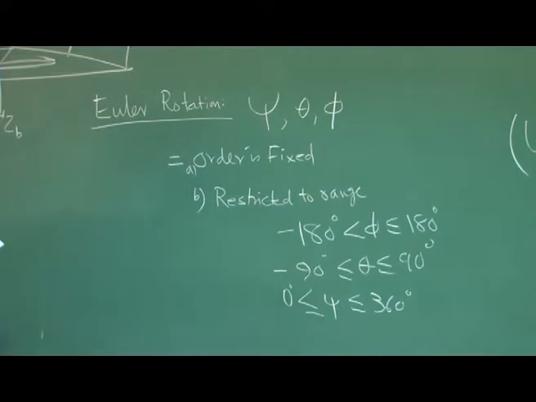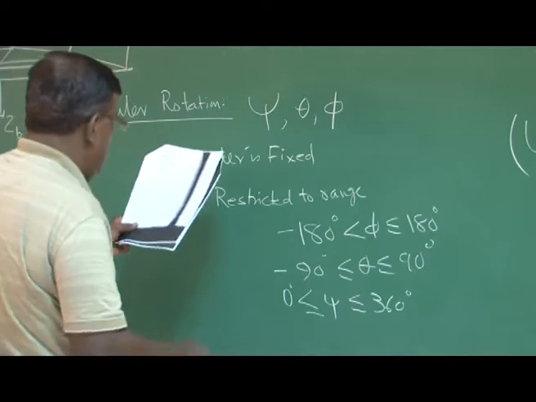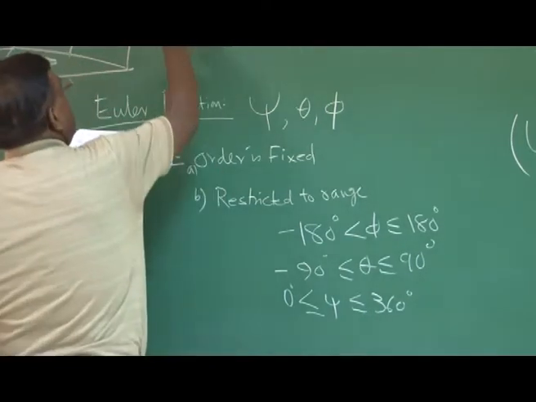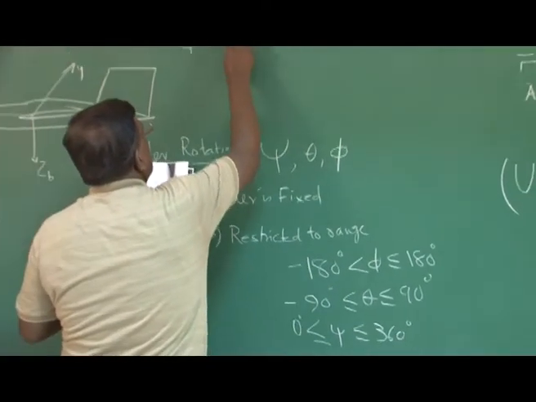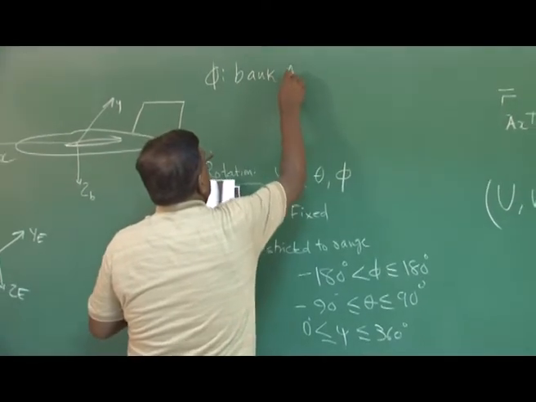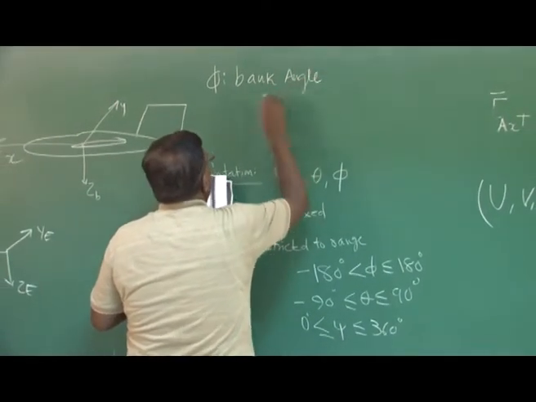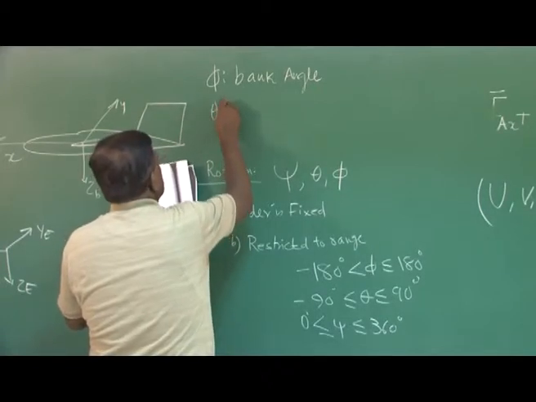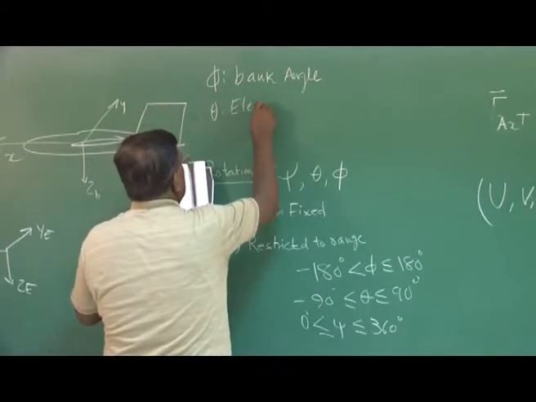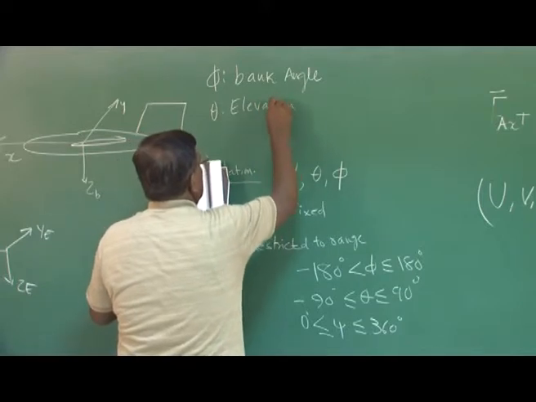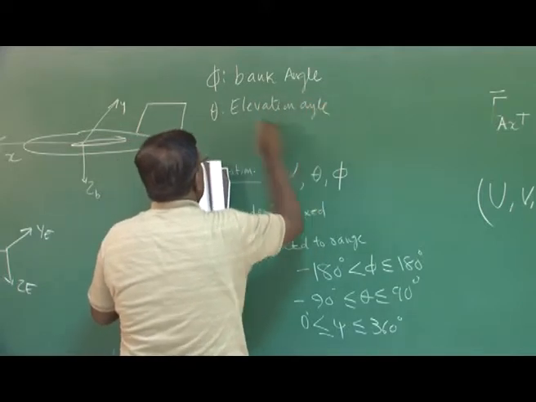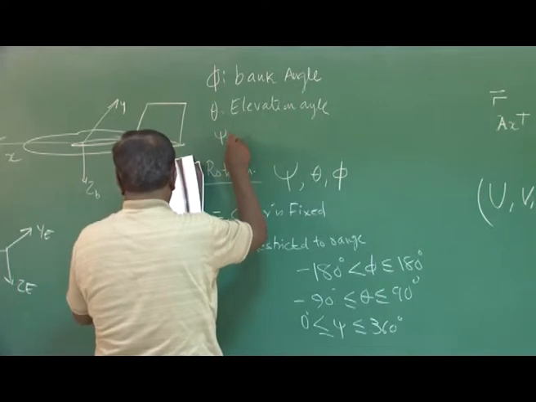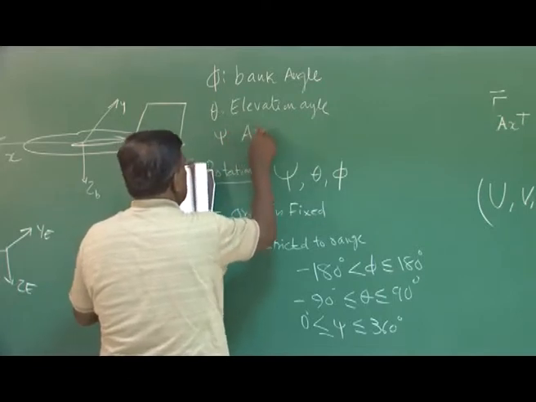Okay, and there is a special name given for this psi theta phi, where phi we call bank angle, then theta is called elevation angle, and psi is called azimuth angle.